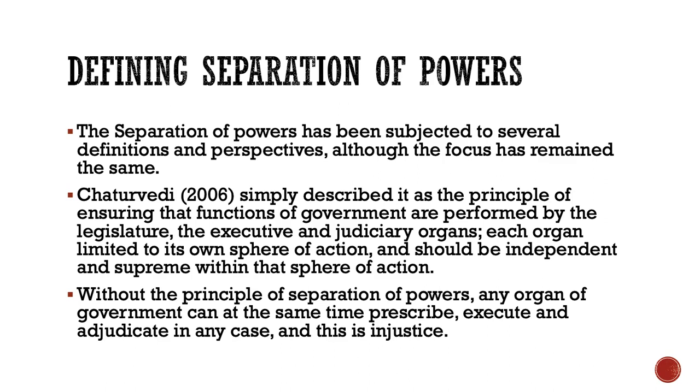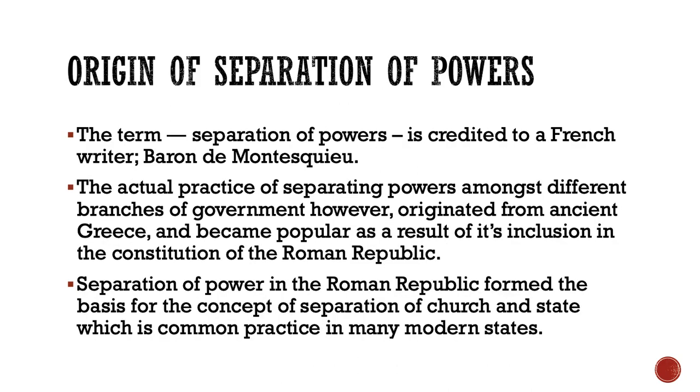Without this principle, it is obvious that any organ of government can perform the function of any other organ of government without recourse to the fact that that is not their job function. And of course, this is a recipe for disaster. This is the beginning of chaos and injustice. So basically, separation of power can be understood in the context of all three organs of government performing their functions independently and supreme within those areas of influence that they have to function.